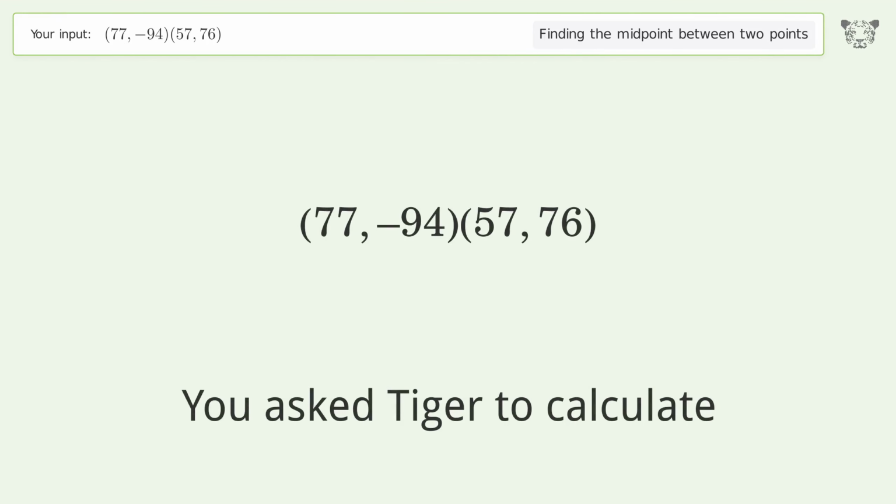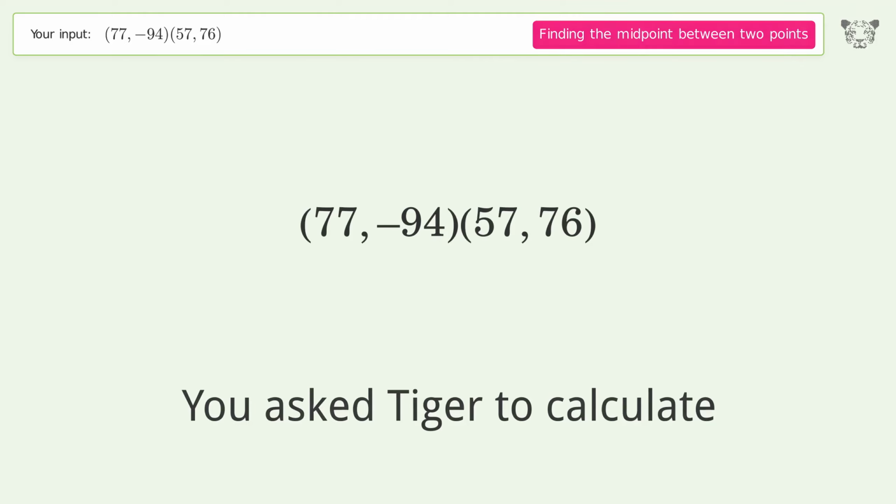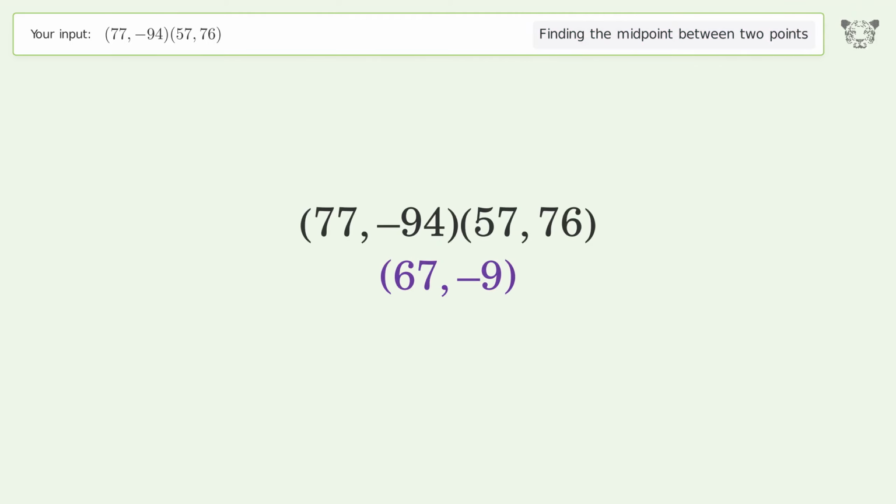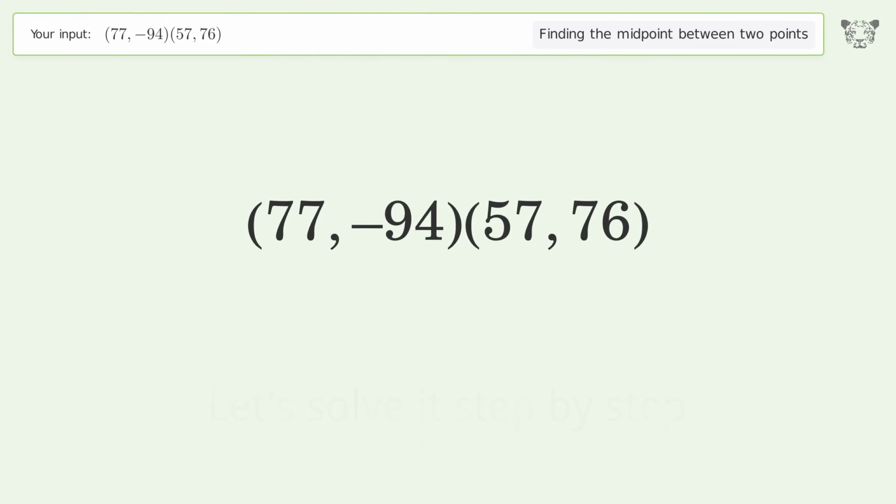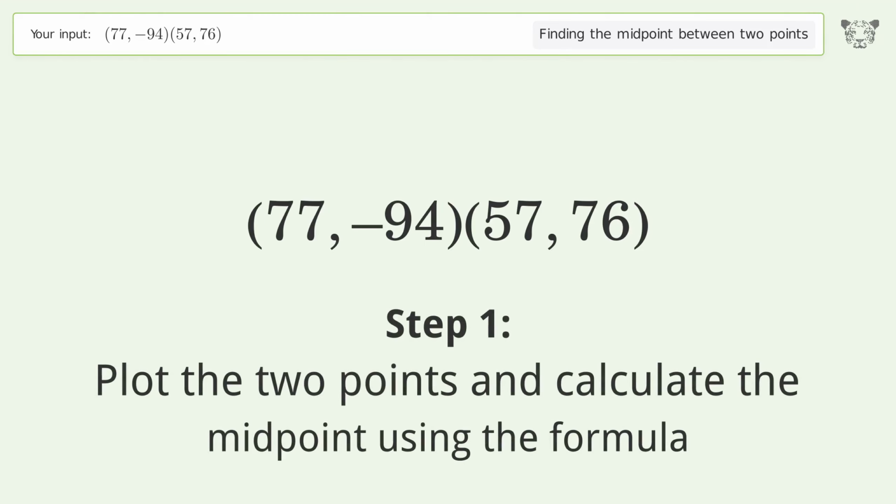You ask Tiger to calculate. This deals with finding the midpoint between 2 points. The midpoint between the 2 points is 67, -9. Let's solve it step by step. Plot the 2 points and calculate the midpoint using the formula.